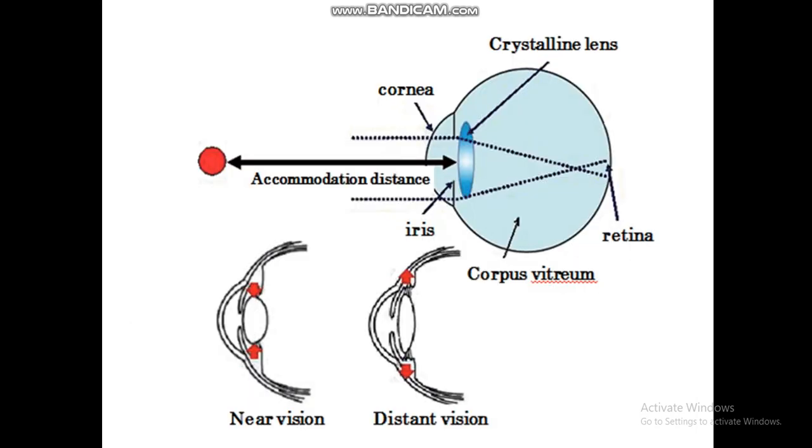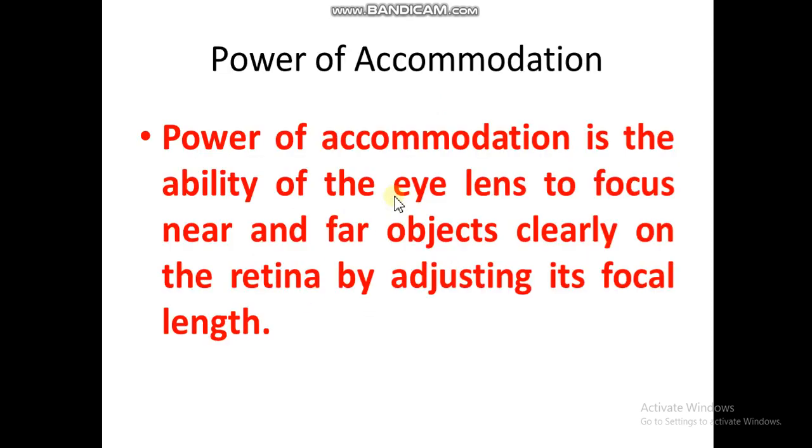Here you can see when the object is near, during this near vision the ciliary muscles are acting on the lens, and the lens is becoming thick. And when the object is far away, the ciliary muscles are releasing, moving towards their normal relaxed position, and the lens becomes thin. So this ability of the eye lens to focus near and far objects clearly on the retina by adjusting its focal length is the power of accommodation.